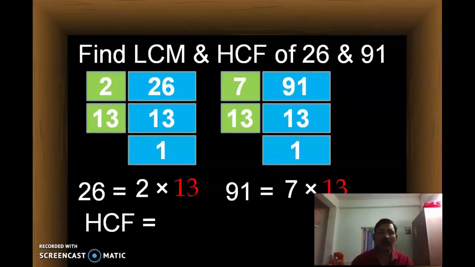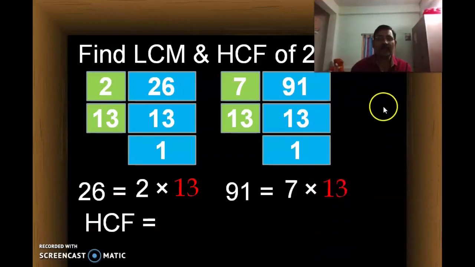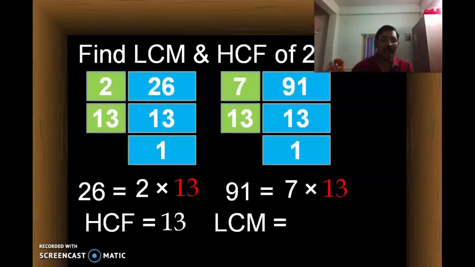What are the common factors here? Just observe. 13 is the common factor and moreover it is the highest common factor. So we can say HCF is 13. Next we go for LCM.